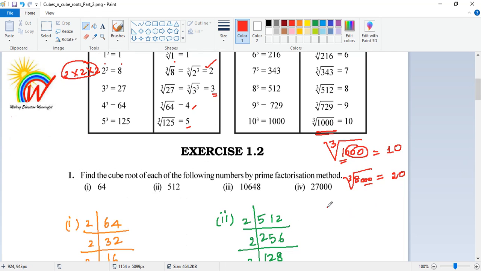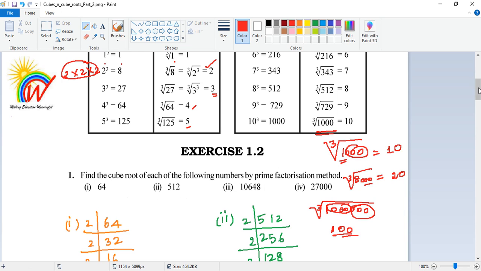Now if I have 6 zeros, for example, then the cube root is going to be: these 3 zeros will come out as 1 zero, these 3 zeros will come out as 1 zero, and the 1 will come out as 1. Cube root of 1 is 1. So this is the answer.